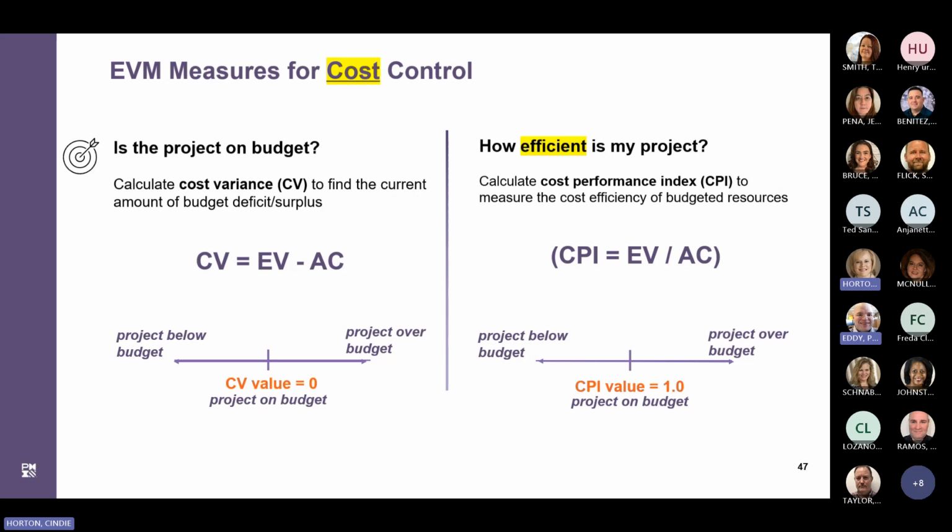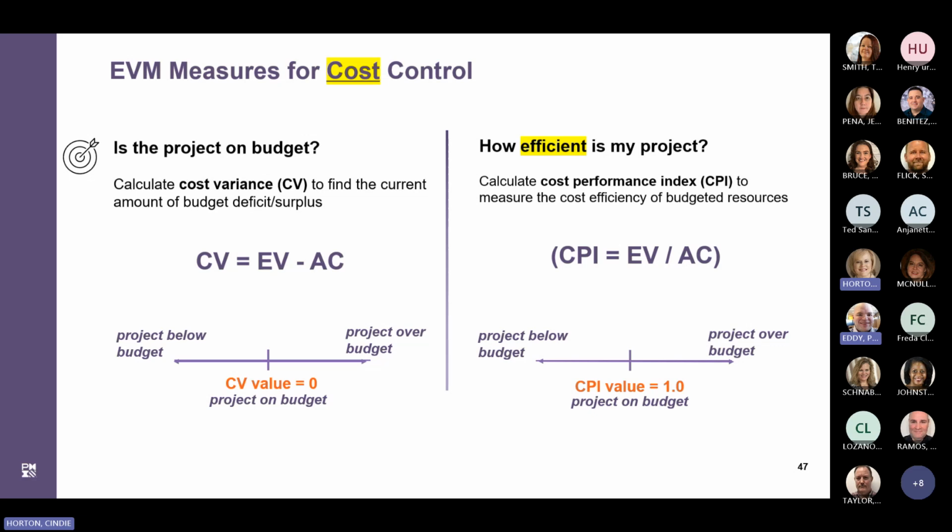Now looking at EVM measures for cost control. The most used EVM measures for cost control are cost variance, or CV, and cost performance index, CPI. Cost variance is the amount of budget deficit or surplus at a given point in time expressed as the difference between your earned value and your actual cost. So CV is simply equal to EV minus AC. If you have a positive CV, you're below budget, which is good, right? Zero CV indicates that your project is on budget, and a negative CV is going to indicate that your project is over budget, which is no good.